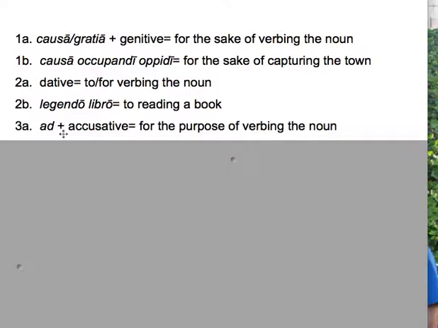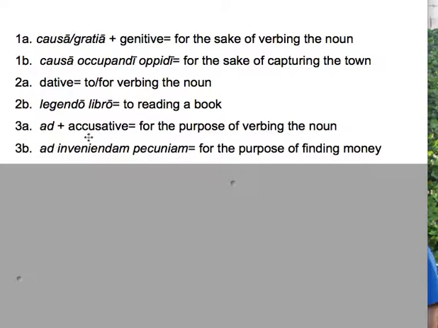Third of four possibilities is to have the preposition ad plus an accusative gerundive and a noun in the accusative. This expresses for the purpose of verbing the noun. Literally, it means toward verbing the noun. That shows purpose, for the purpose of verbing the noun. Here's an example. Ad inveniendam pecuniam. Note these are both accusative. Note this is a gerundive. This means for the purpose of finding money. Literally, it's towards finding money. For the purpose of finding money.